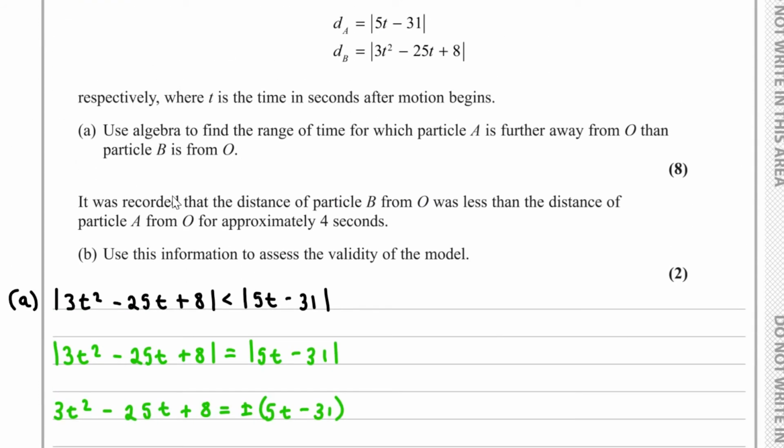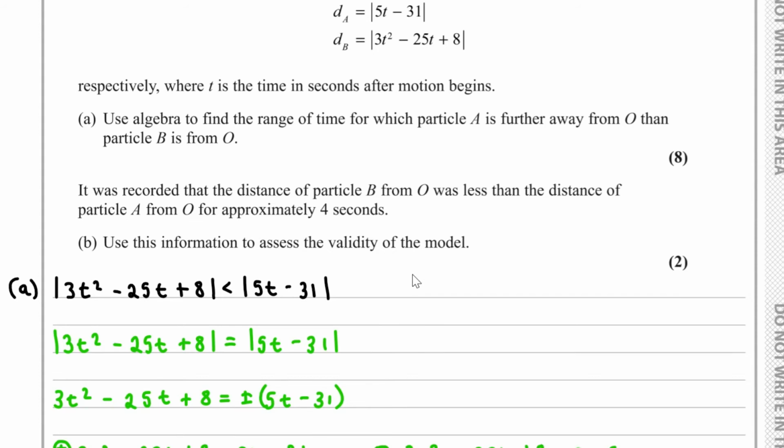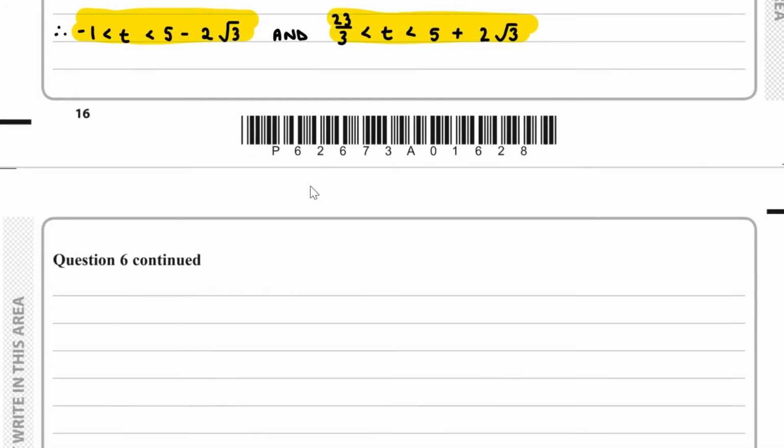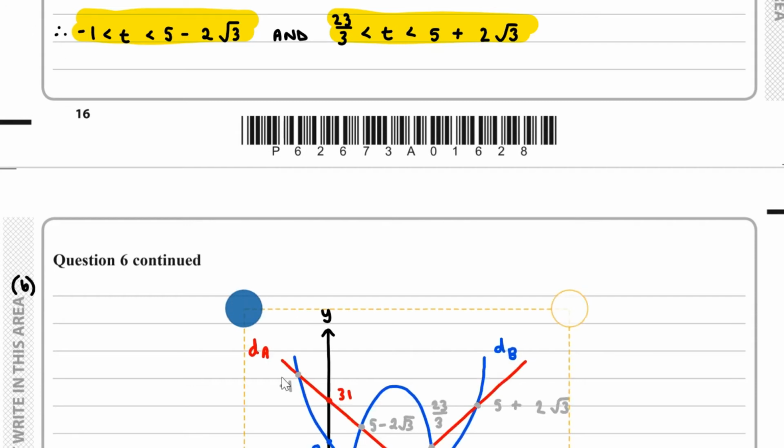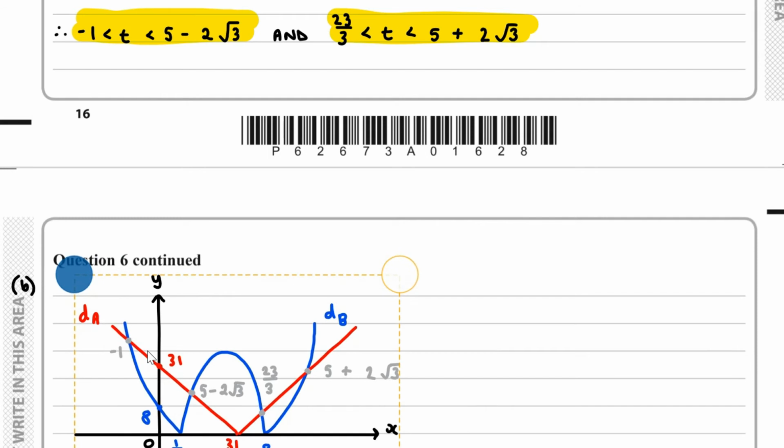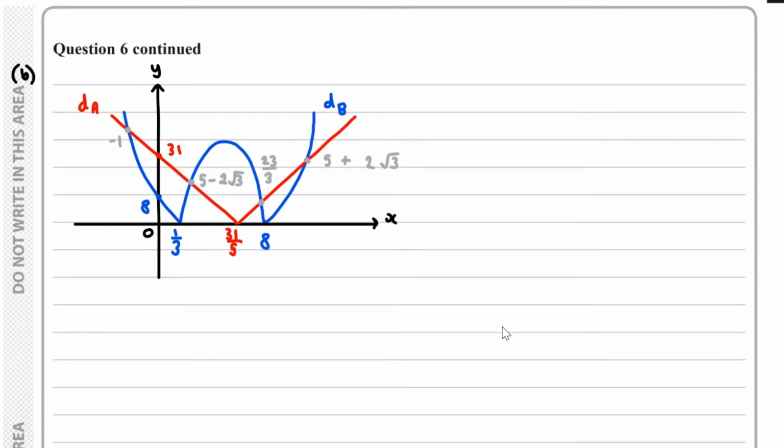Now for part B, it was recorded that the distance of particle B from O was less than the distance of particle A from O for approximately 4 seconds, and we have to use this information to assess the validity of the model. Well, let's just sketch out this graph once again for part B. Here is our graph once again, and what we're looking for is the time that B is closer to O than A.